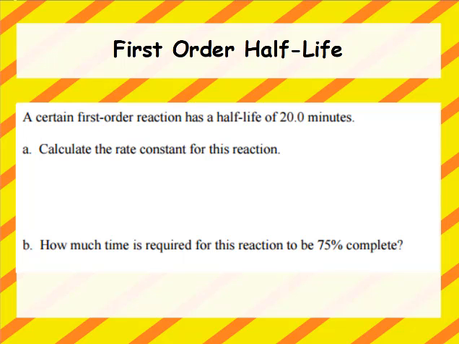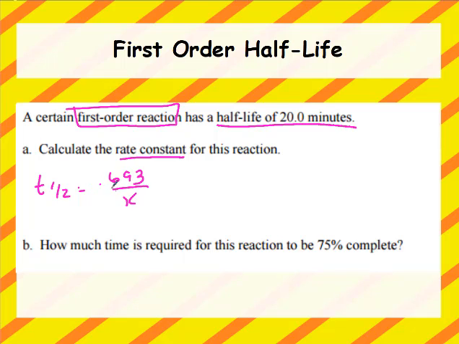So go ahead and pause the video and try that first one on your own. Restart when you're done. So they gave you the half-life and they want to know the rate constant, and they told you it was first order. So that's the equation you should have used.